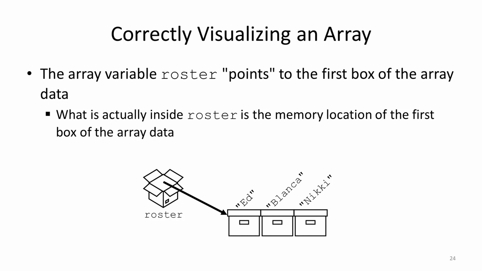Now this term points is a term used when referencing the memory locations of objects. What is actually inside roster is the memory location of the first box of the array data. As of this recording, Java does not allow you to see what the actual memory location is, but that is okay because that specifically is not useful. If you learn the C programming language, you can easily access the memory locations of your variables. A memory location is a hexadecimal value.